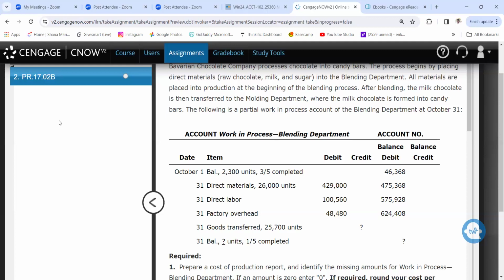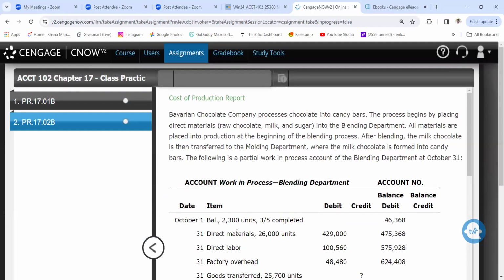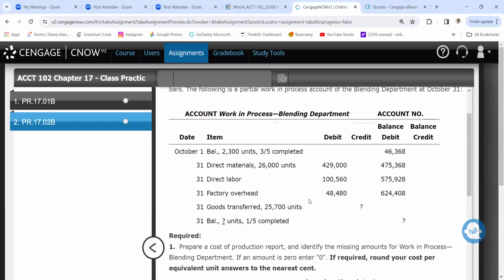Fun, fun, fun, right? We're talking about Bavarian chocolate. So Bavarian chocolate places their DM materials into the blending department. All materials are placed in at the beginning of the blending process. After the blending, it's transferred to the molding. So there are two departments, blending and molding. The following is their work in process for October 31st for the blending department.